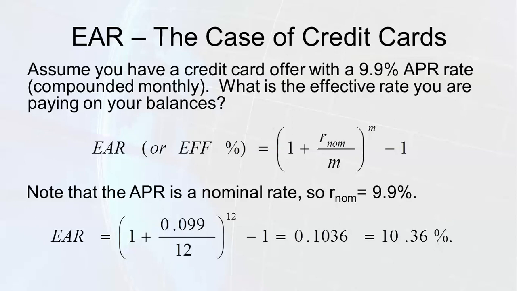So your APR of 9.9% is not your effective rate. That is your nominal rate, and the effective rate you are actually paying in interest is 10.36%.